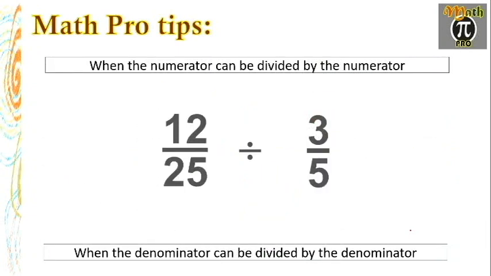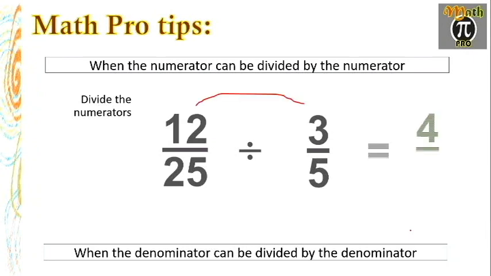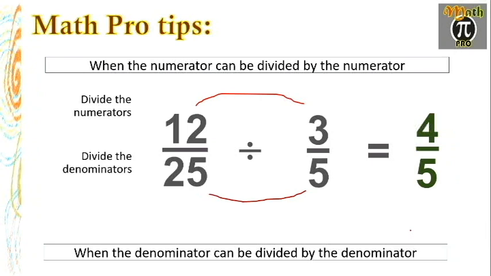Let's have another example. Since the numerators can be divided, we can now divide 12 divided by 3 is 4. And we can also divide the denominators directly. 25 divided by 5 is equal to 5. So the quotient of 12 over 25 divided by 3/5 is 4 over 5.